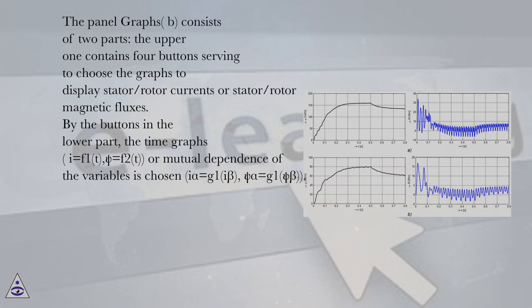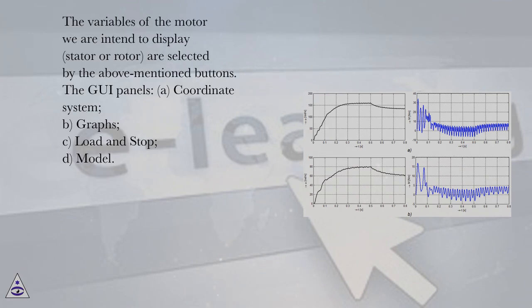The panel graphs B consists of two parts. The upper one contains four buttons serving to choose the graphs to display: stator/rotor currents or stator/rotor magnetic fluxes. By the buttons in the lower part, the time graphs, i = f1(t), psi = f2(t), or the mutual dependence of the variables is chosen, i alpha = g1(i beta), psi alpha = g1(psi beta). The variables of the motor we intend to display, stator or rotor, are selected by the above-mentioned buttons.